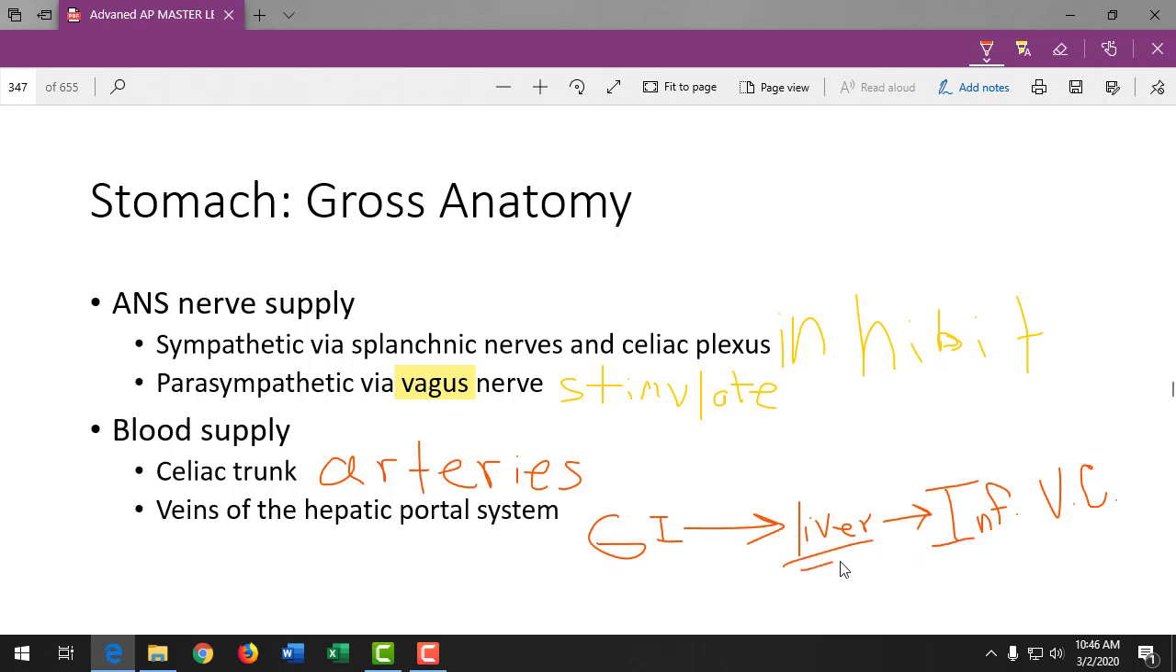So remember, that's why alcoholism damages the liver, because the alcohol goes into the stomach. Some of that is absorbed from the stomach right to the blood. There is some alcohol absorption from the stomach. A majority occurs through the small intestine. Then that blood with the alcohol travels through the liver and then to the inferior vena cava.